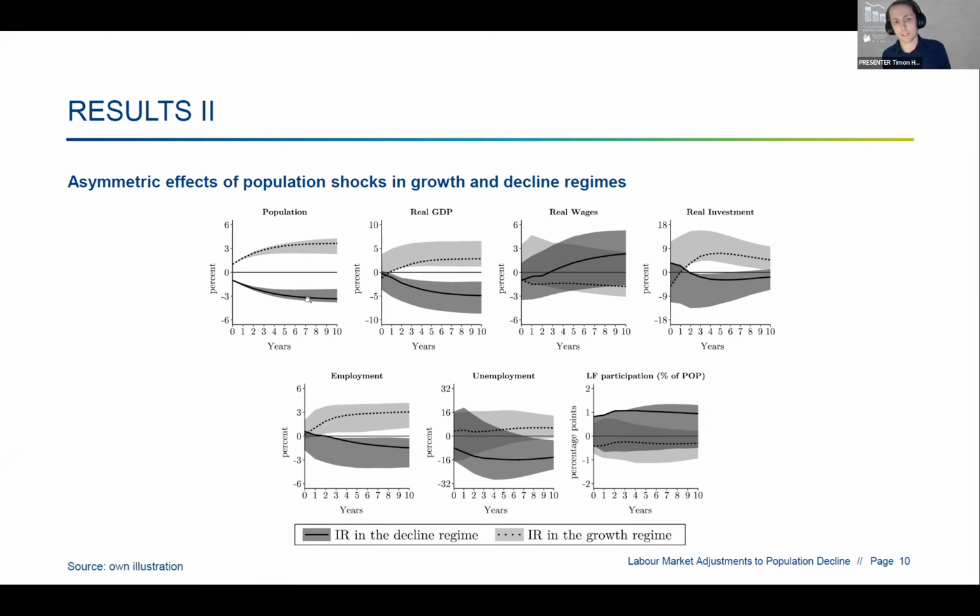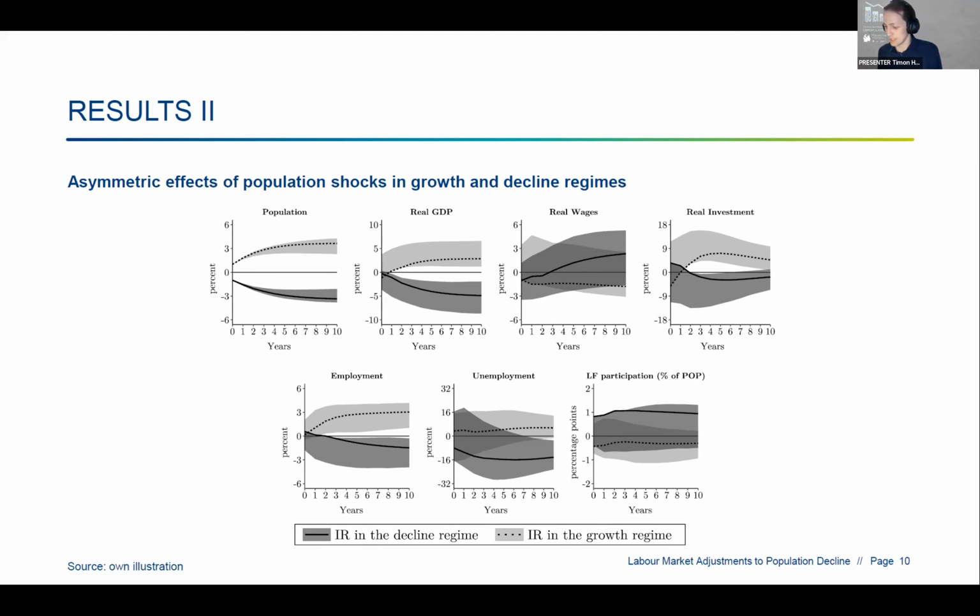And as a consequence of rather similar population dynamics, you also see that the labor participation rate increases in times of population decline, although this is not statistically significant compared to those estimates on employment and unemployment. But remember that we have derived this impulse response implicitly, so it's a rather broad construct.